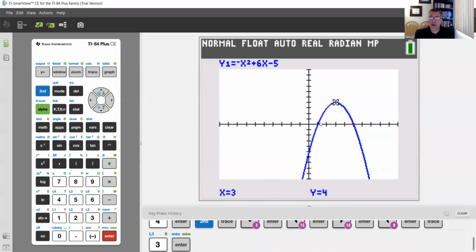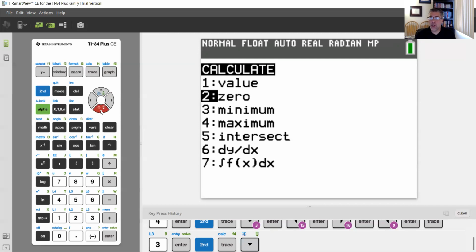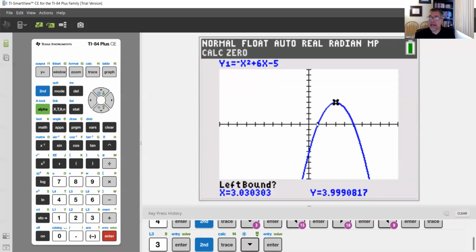Okay. Now, what if I wanted to find the points where the graph crosses the x-axis? Those are called our x-intercepts. So we're going to go to second trace, and we're going to calculate our 0 this time. So second trace, and then I'm going to arrow down to 2 here where it says 0. And I'm going to hit enter, and I want to find the intercept or the 0.